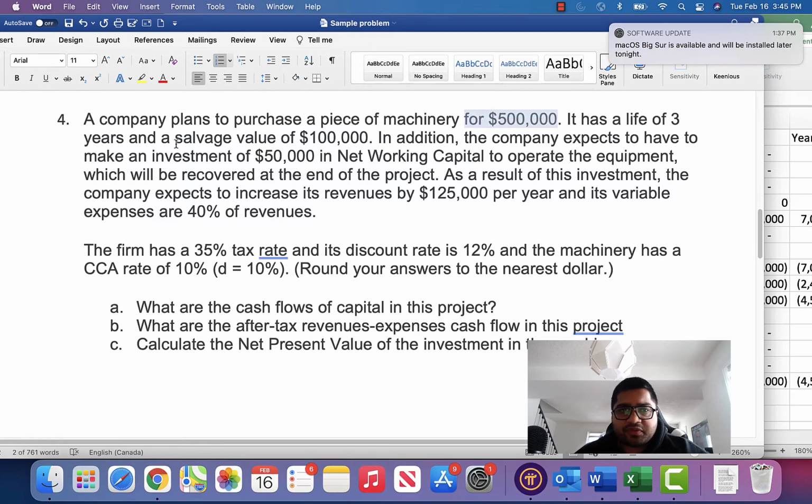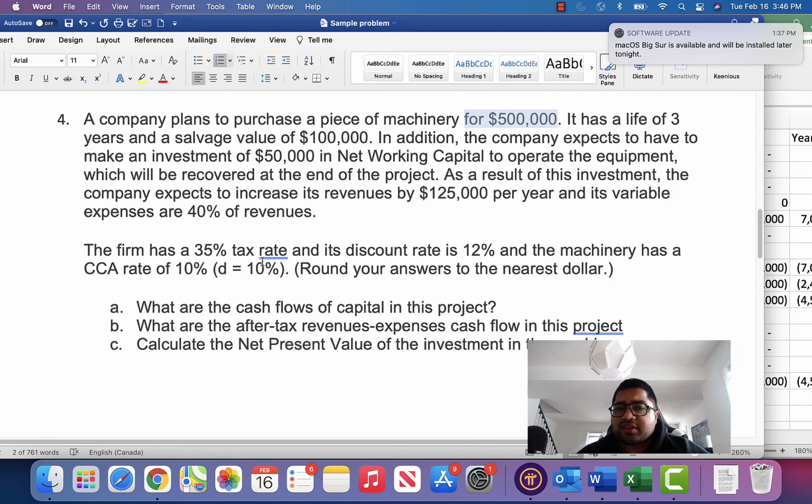It has a life of 3 years and a salvage value of 100,000. So it is only having a life of 3 years. In addition, the company expects to make an investment of $50,000 in net working capital, which will be recovered at the end of the project. As a result of this investment, the company expects to increase its revenue by $125,000 per year, and its variable expenses are 40% of revenue. Okay, so all these things are given to us.